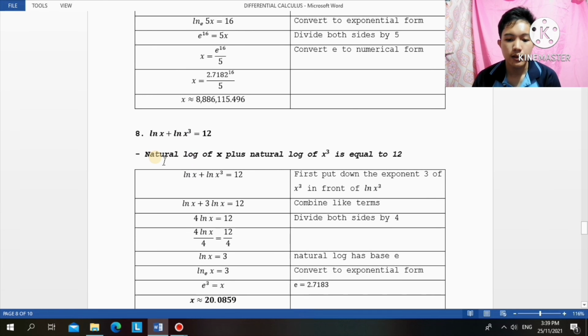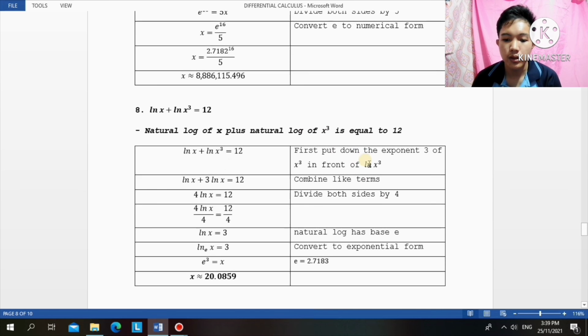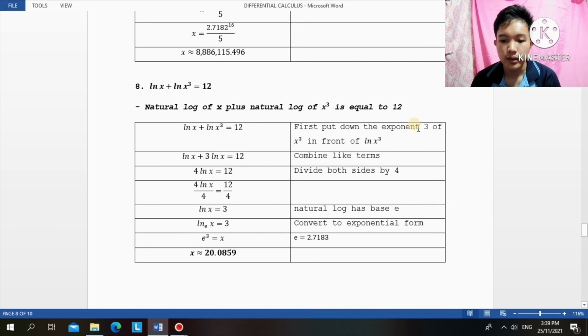So number 8, the natural log of x plus natural log of x cubed is equal to 12. First put down the exponent 3 of x cubed in front of the natural log of x cubed. So if you put down this exponent, our equation will be the natural log of x plus 3 times natural log of x is equal to 12. So combine like terms. Natural log of x plus 3 times natural log of x is equal to 4 times the natural log of x, which is equal to 12.